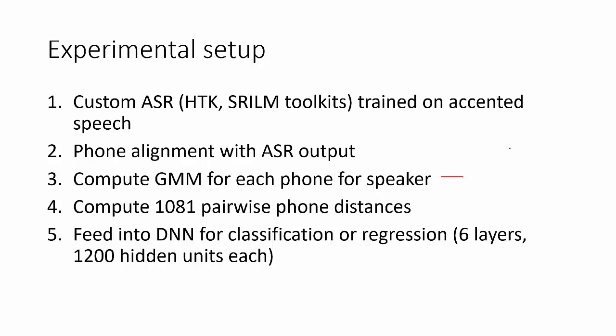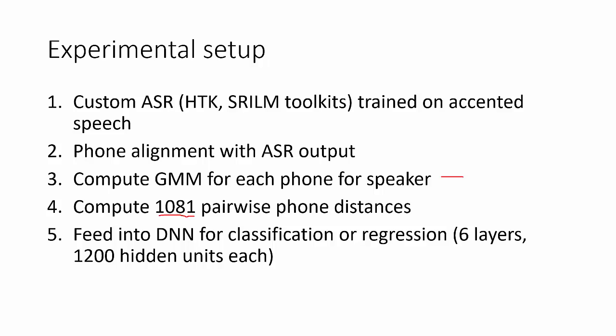You train a Gaussian mixture model for each speaker and each phoneme, and for each speaker now you can use the previous equations to compute all 47 choose 2 pairwise phone distances, and this gives you a big feature vector of numbers that you can use for the last step, which is to feed it into a deep neural network for classification or regression. It's 6 layers, so not terribly deep, and 1200 hidden units each. The last layer is either classification or regression.